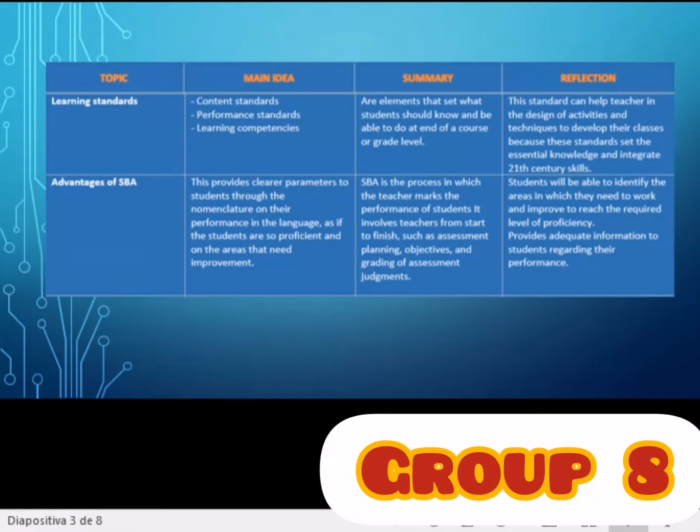Now, our summary about SBA is that it's the process in which the teacher marks the performance of students, and it involves the teacher from the beginning to the end, such as assessment planning, objectives, and granting of assessment judgments. And a reflection about the advantages of SBA is that students will be able to identify the areas in which they need to work and improve to reach the required level of proficiency, and it provides adequate information to students regarding their performance.